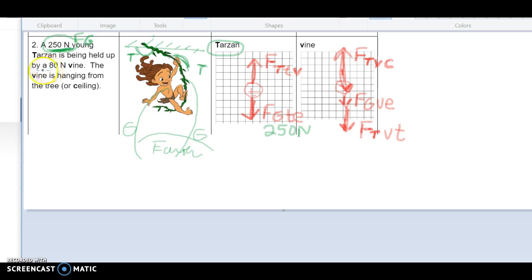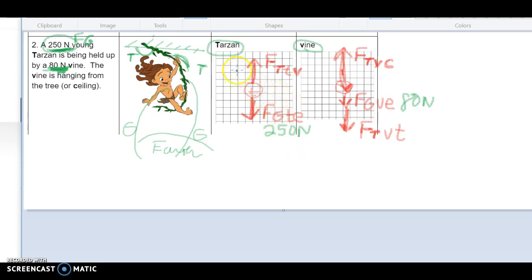It says there is an 80 Newton vine. Again, this is an adjective about the vine, so I need to look for the force of gravity on the vine. I need to go to the vine's picture, and here's the force of gravity. So that one's going to be 80 newtons. That's all the numbers I have, so now I'm out of stuff. Now I have to look to see who's balanced.